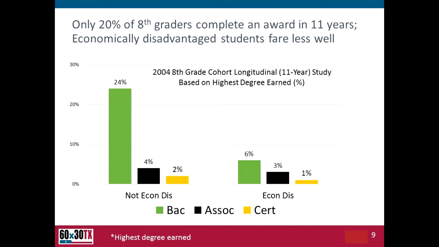And so for the 8th graders who started in 2004, for those who weren't economically disadvantaged, 24% had earned a bachelor's degree within 6 years of getting through high school. That's basically the 11 years. Only 4% an associate and 2% a certificate. But then you see the data looks very different for the students who are economically disadvantaged. Their certificate and associate completion rate is similar, but we see a much lower bachelor's degree completion rate.